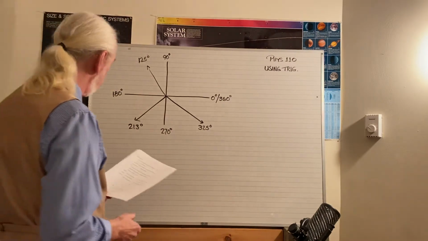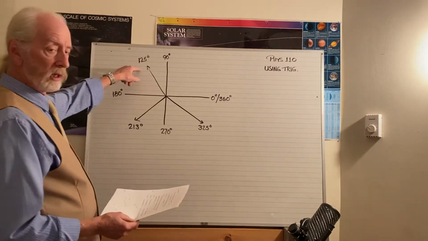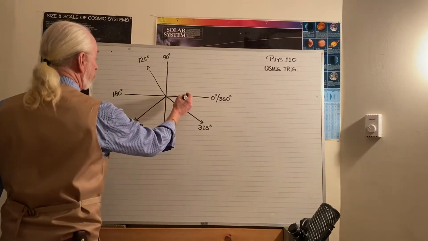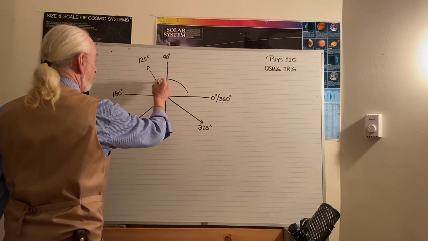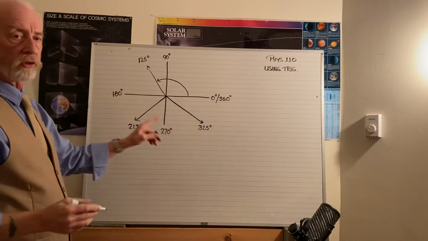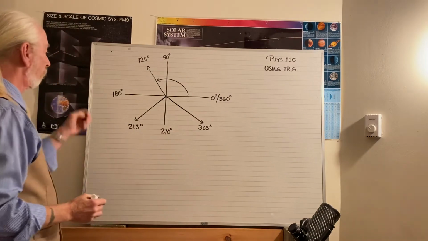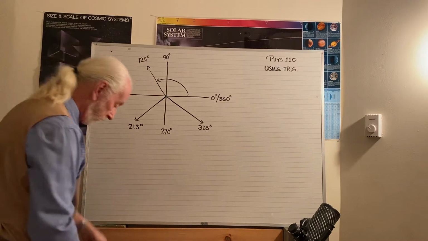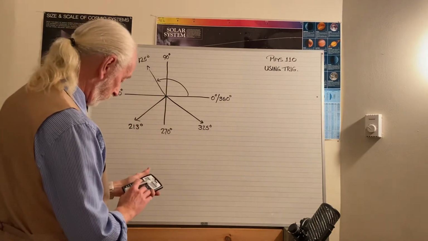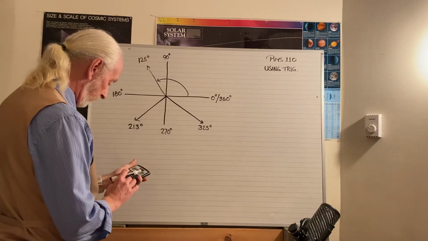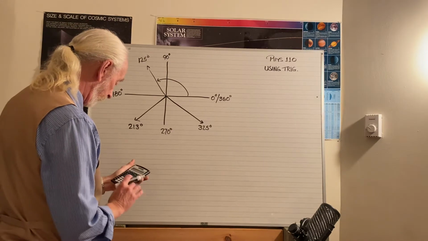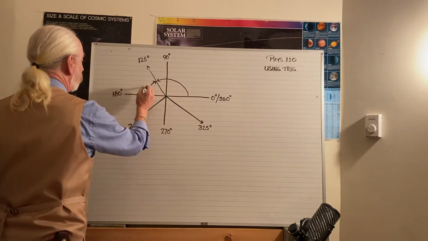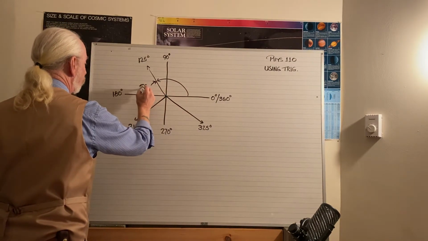So here we have 125 degrees right here. Now, that means that it's 125 degrees from here to here. But we're not going to treat it like 125 degrees. What we're going to do is we're going to go 180 minus 125. And that means that this angle here is 55 degrees. And that's how we're going to play it.